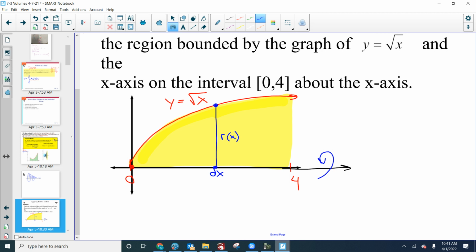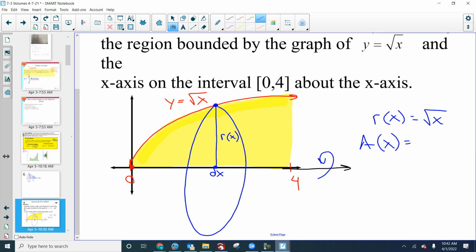So if you need some stepping stones here, r of x is radical x. A of x, what is the cross-sectional area that gets developed when we spin that around the x-axis? Pi r squared. Do you agree? Pi r of x squared.